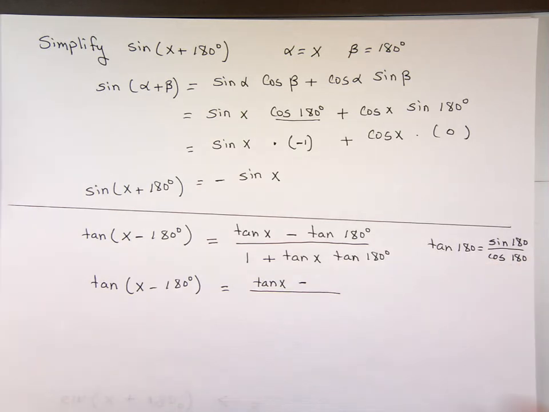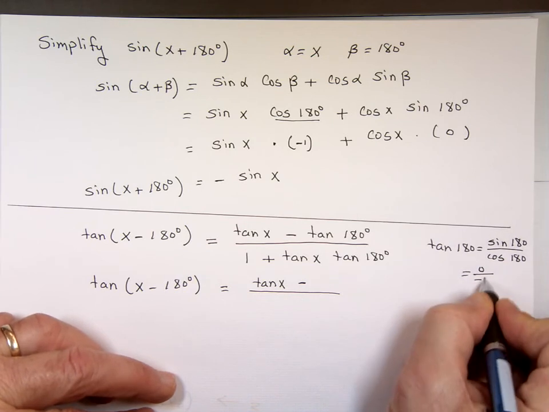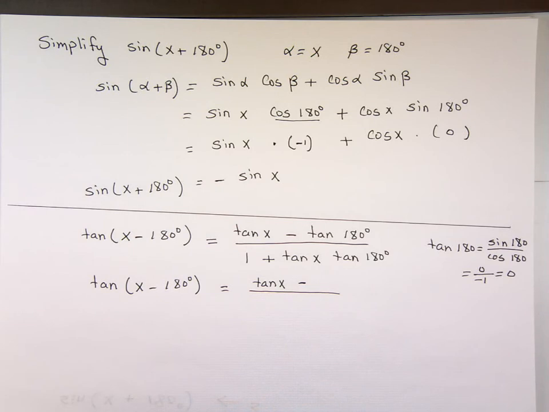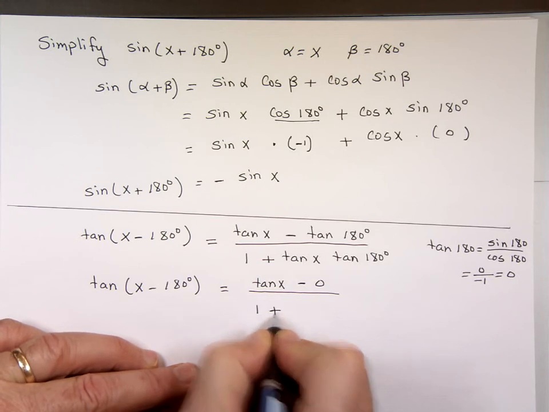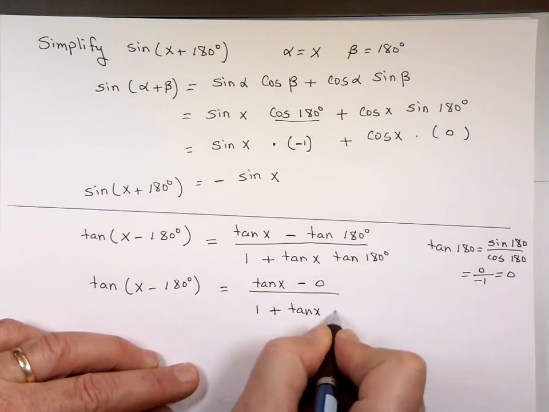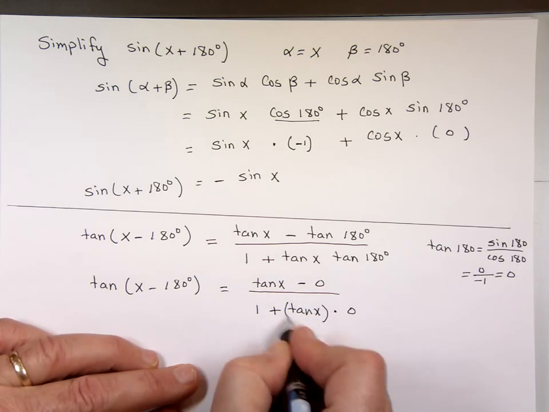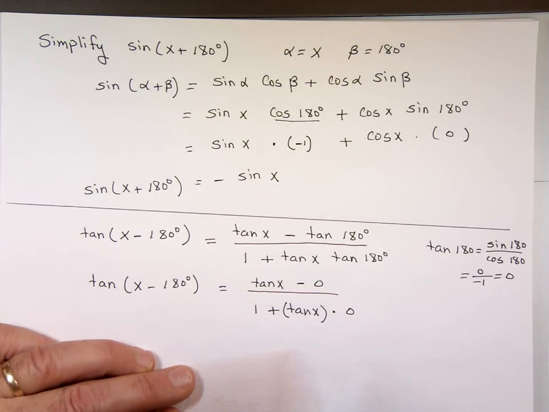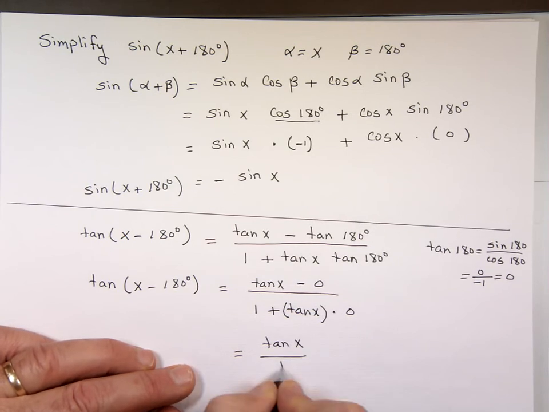I'm looking at the unit circle in my head. I know sine 180 is 0. Cosine 180 is minus 1. 0 divided by anything is 0, except 0 by 0. So I know that's a 0. So if you plug in tangent 180, put a 0 for it. 1 plus tangent x times 0. Not the x times 0, the whole tangent. 0 times anything is 0. So you end up with tangent x over 1, which is what? Tangent x.